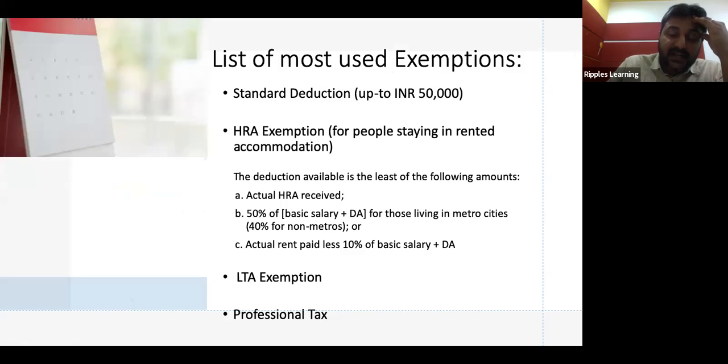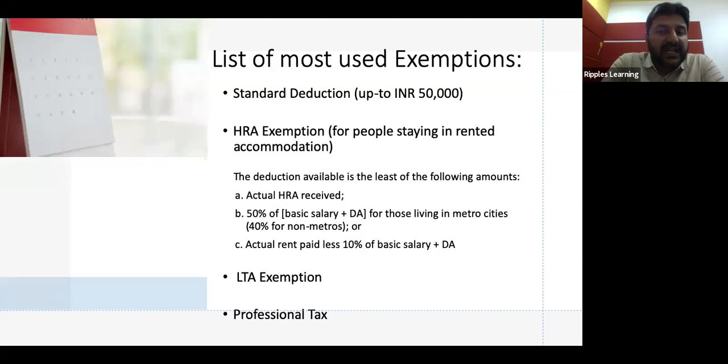You have standard deduction of up to 50,000. Earlier there was medical and travel, and then medical and travel separately was removed, and the concept of standard deduction came into the picture, and an amount of up to 50,000 could be claimed as exemption for standard deduction. So that is one of the used exemptions. This can be taken in the old regime, cannot be taken in the new regime.